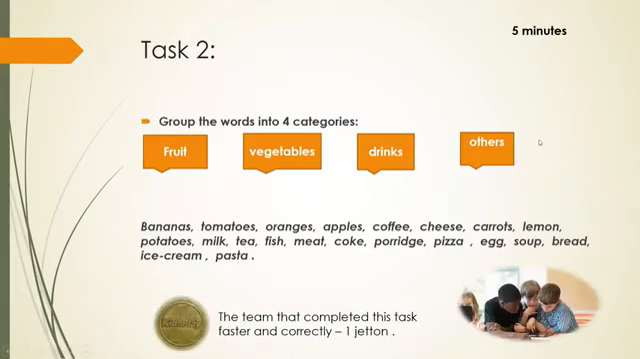For task number 2, pupils had to divide these words into 4 categories. I have chosen this task in order to revise food vocabulary and help children pay attention to the word, teach them to distinguish its meanings, and teach them the exact use of words. For this task, I gave 5 minutes. The team that completed this task faster and correctly got 1 jeton.